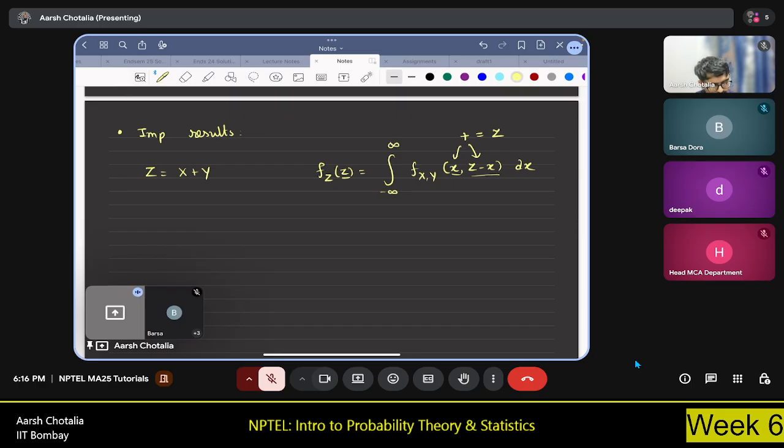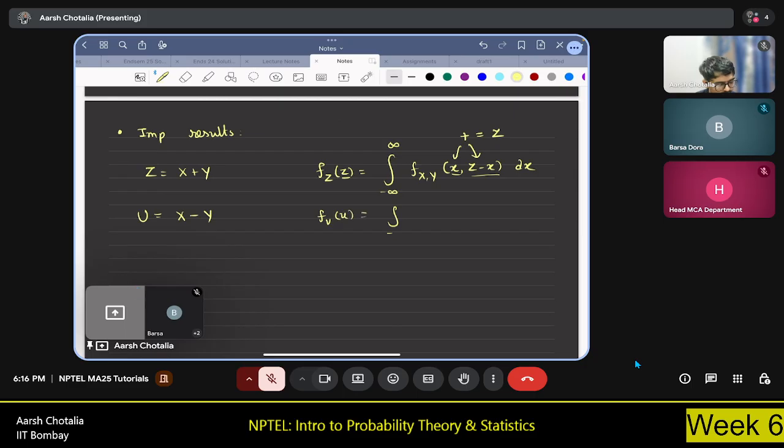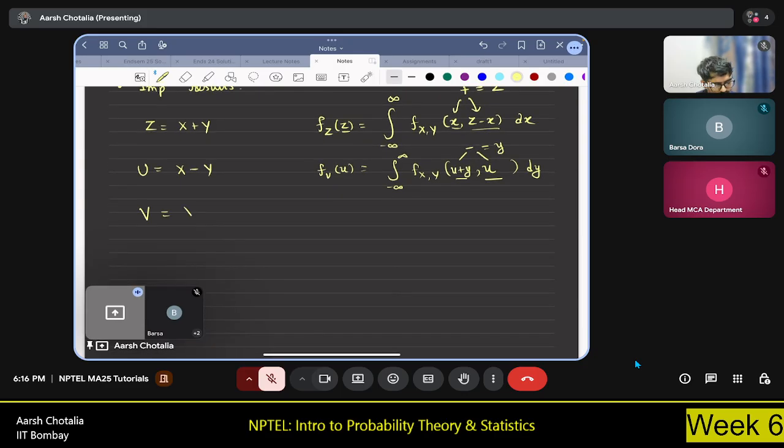So that is your distribution for z. All right. If it was x minus y, then you would do the same thing. If u is equal to x minus y, then f_u of u, same thing. But now we have to make sure that whatever is inside this minus this should be equal to u. So how do you do that? You say this is u plus y, this is just u. So again, subtracting these two, you get y. Okay, dy.